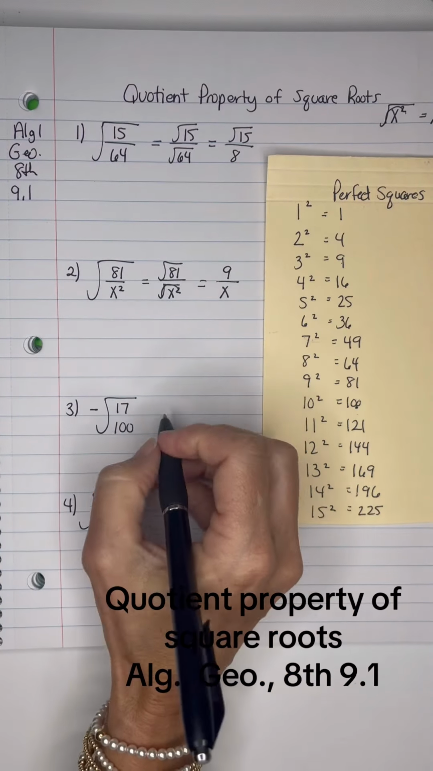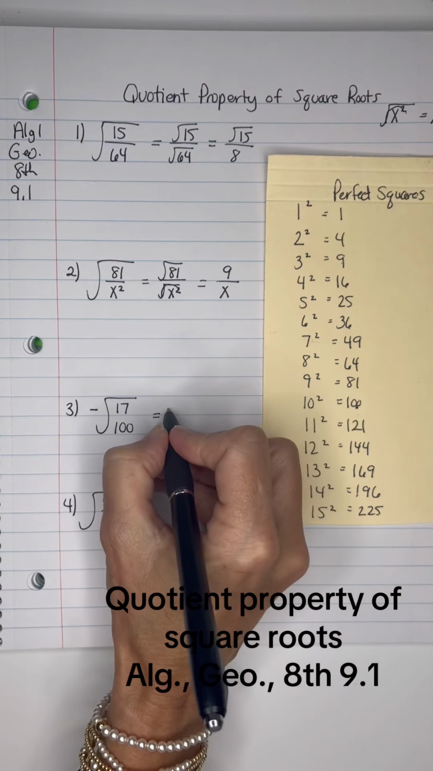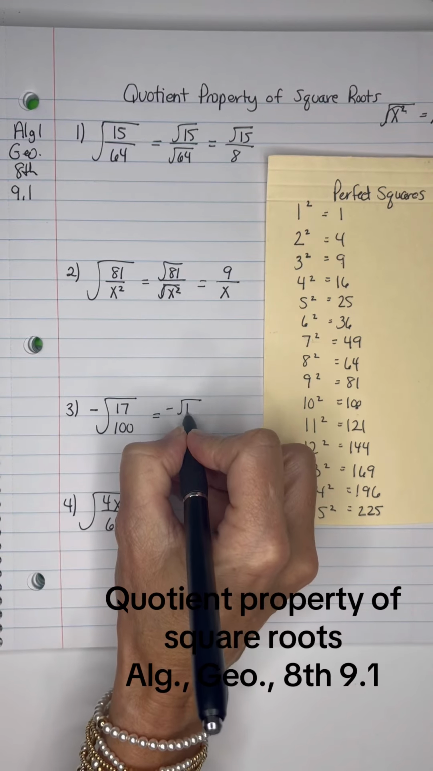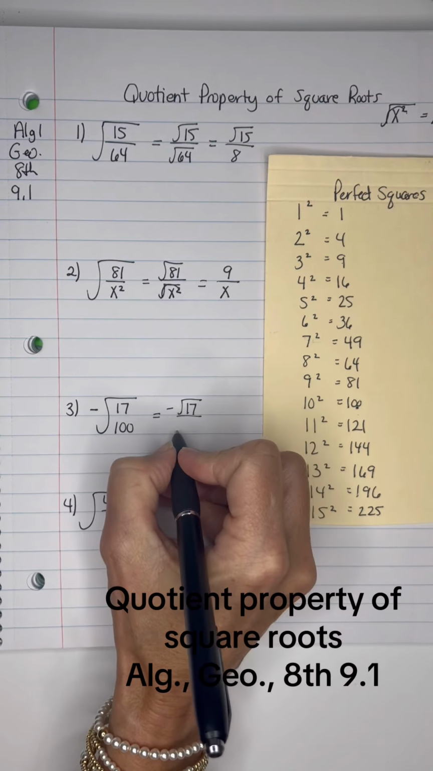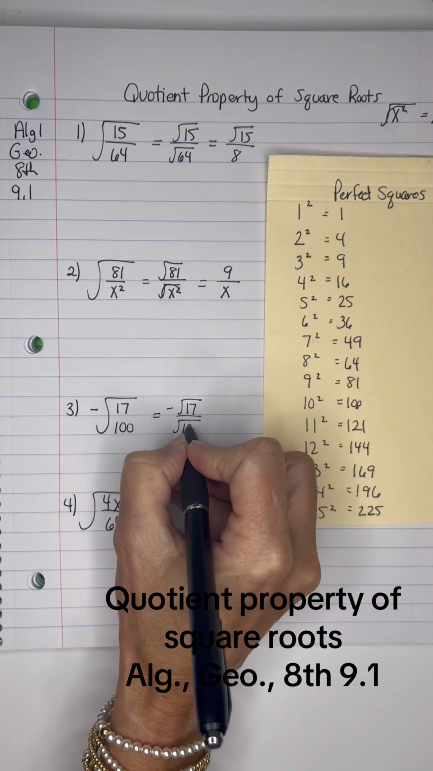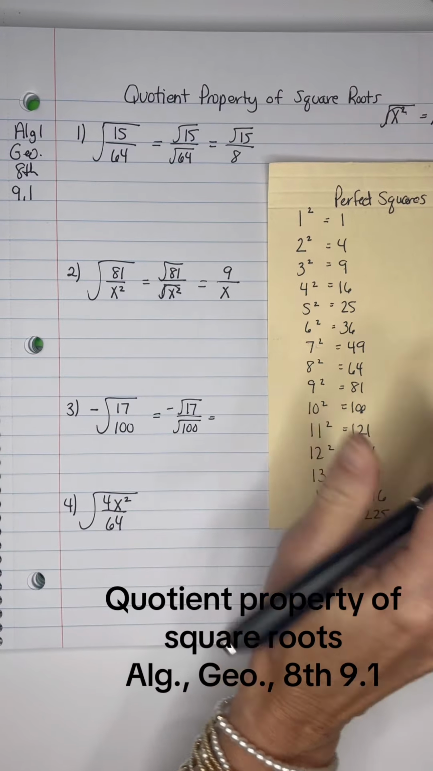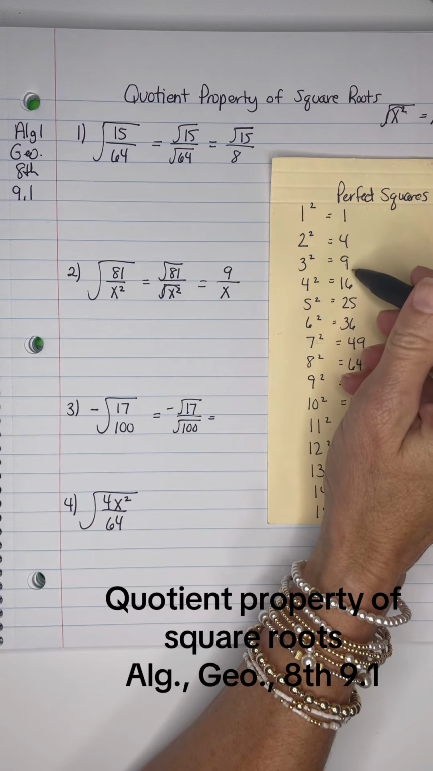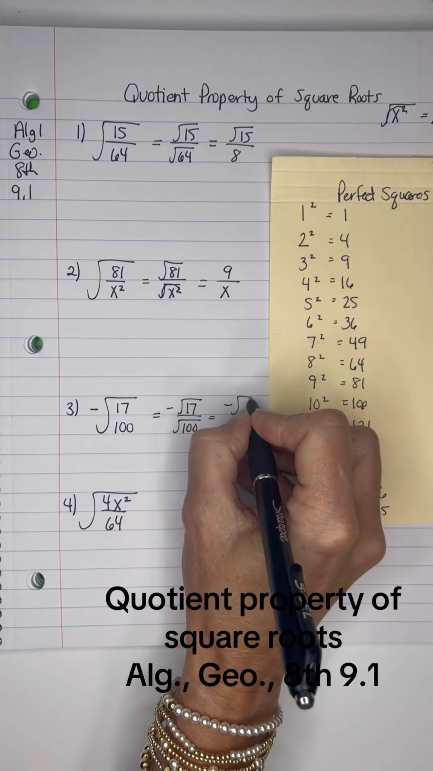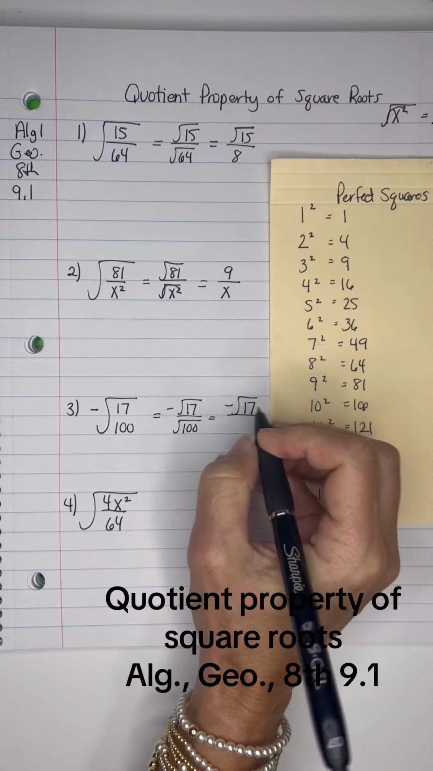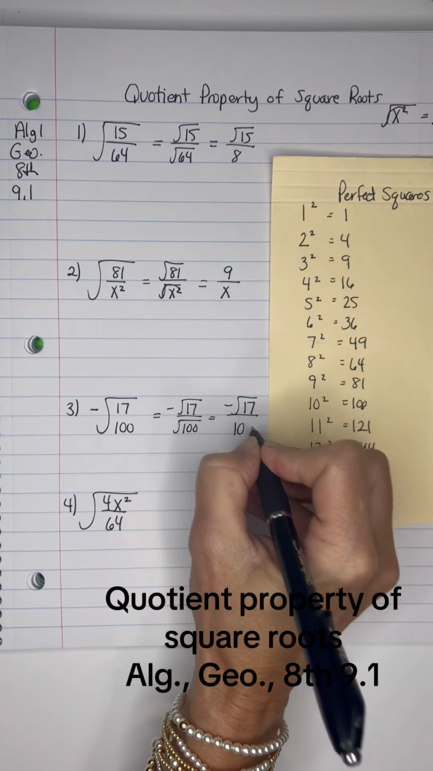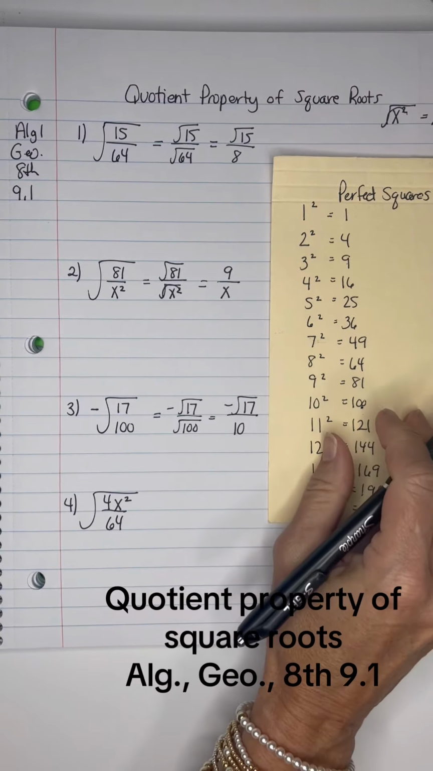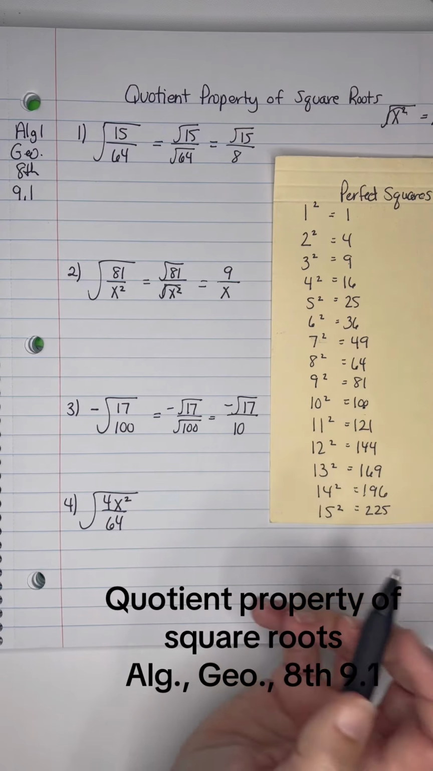All right, on this one right here, I have a negative. I want to keep that negative on the outside there. I've got the negative square root of 17 over the square root of 100. So 17, there is no number in this perfect square list. There's no perfect square that goes into 17, so it's going to stay up under the radical. And the square root of 100 is 10, because 10 times 10 is 100. There's nothing else to do to that problem.